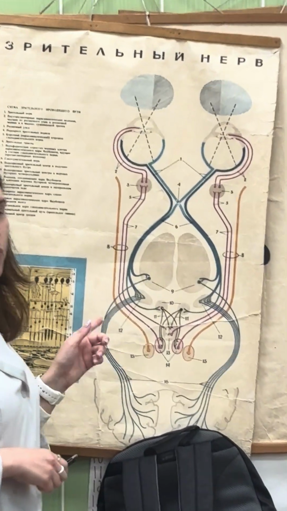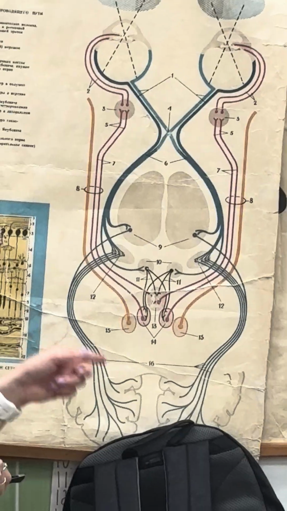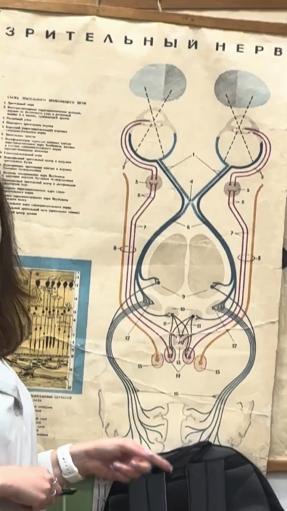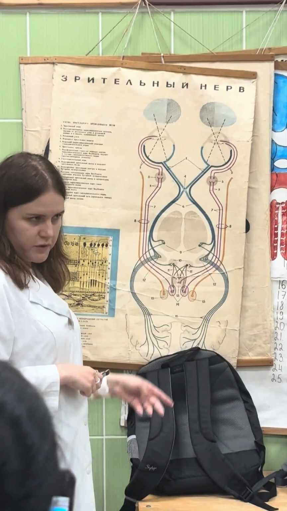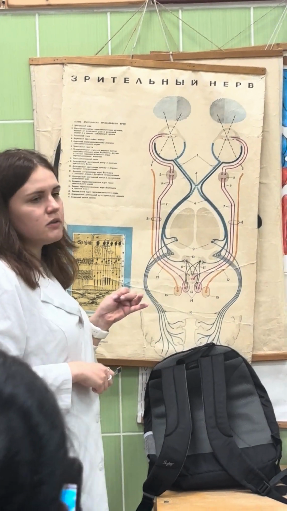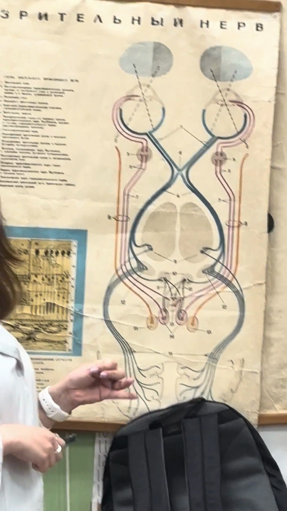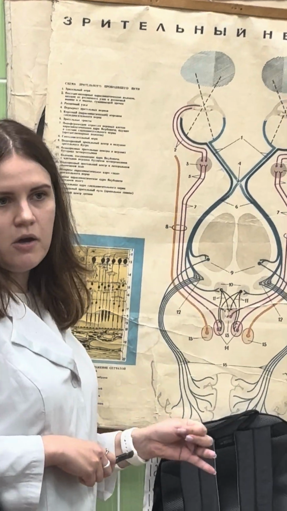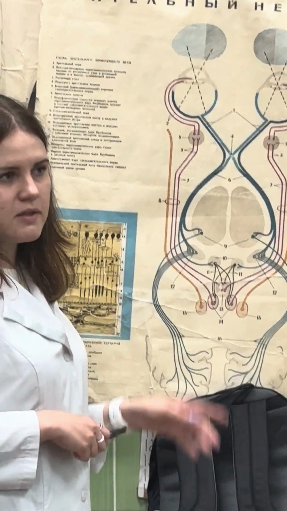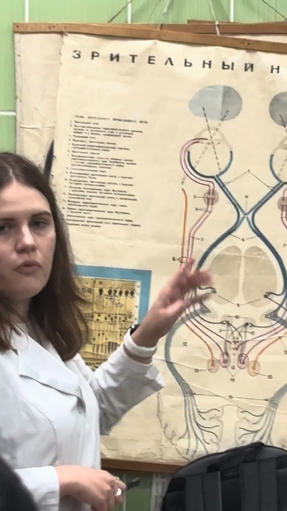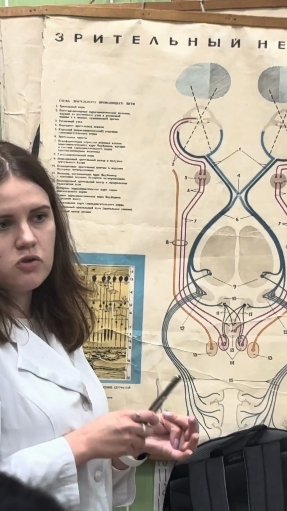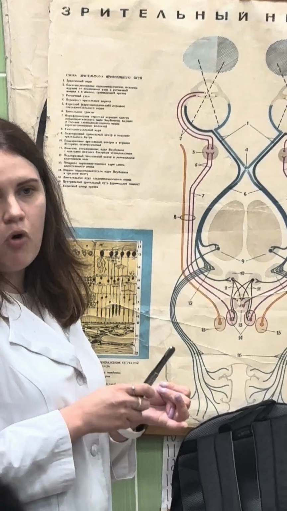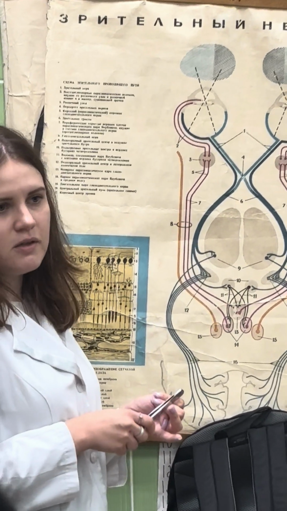Who remembers the subcortical centers of vision? Subcortical center of vision: pulvinar, colliculus superior, and corpus geniculatum laterale. Three subcortical centers of vision: pulvinar of thalamus first, second, colliculi superiores, and third, corpus geniculatum laterale.